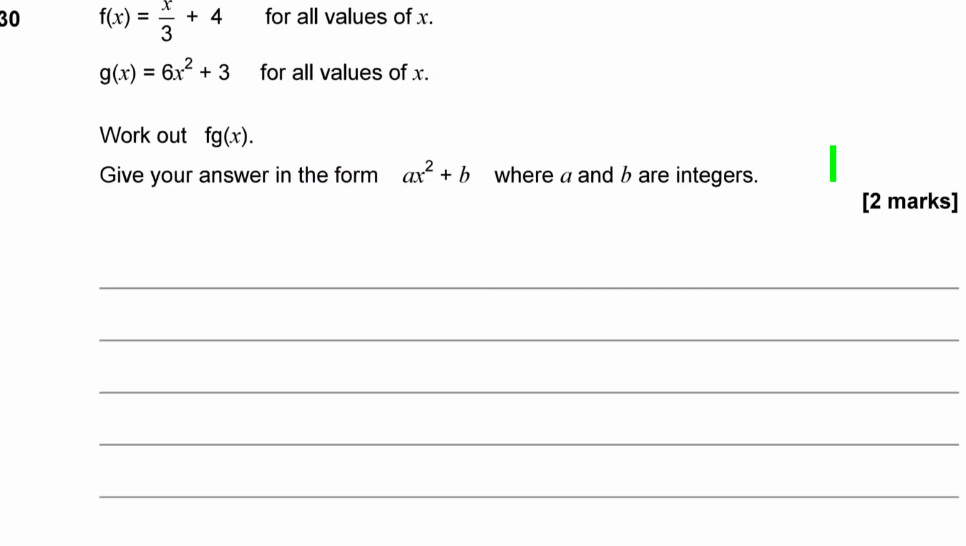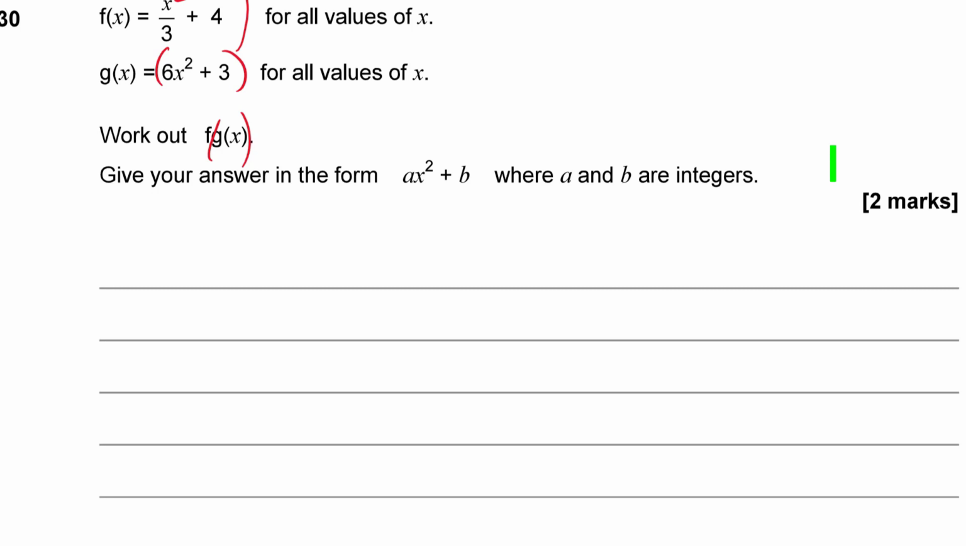Question 30. The paper's finishing with some function notation. I've got f of x is equal to x over 3 plus 4, and g of x is given as 6x squared plus 3. We need to work out fg of x. With these, you start on the inside and work outwards. The first function is you take x and you put it in g, and then that is fed into the function f. So we're going to take our function for g of x and feed it into where we see the x in f of x.